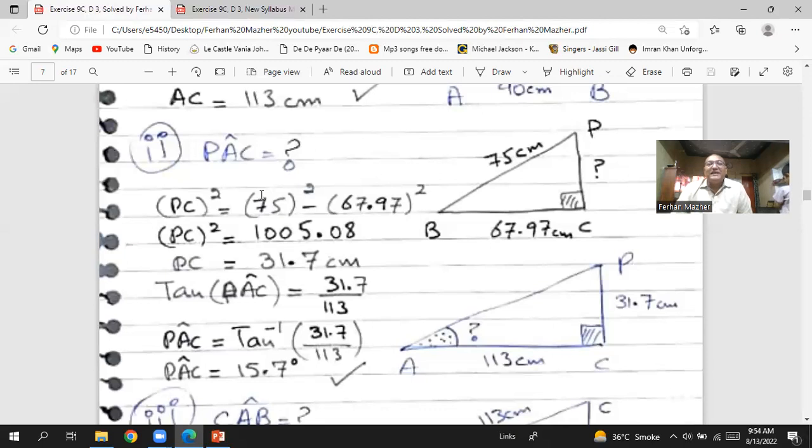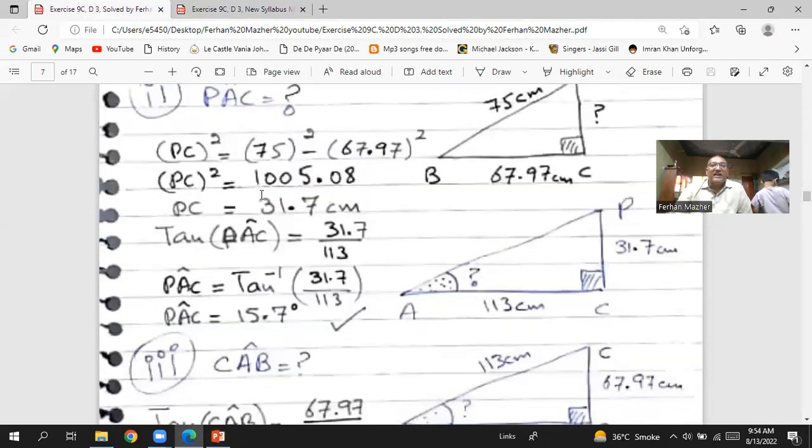Once I know the PC, then I can take out that triangle. The triangle is APC. At the C, the angle is 90. P is vertically above the C. I know the AC length. We've calculated in the first part. That is 113 centimeter. We just calculated what is the PC. That's 31.7 centimeters. So right angle triangle.